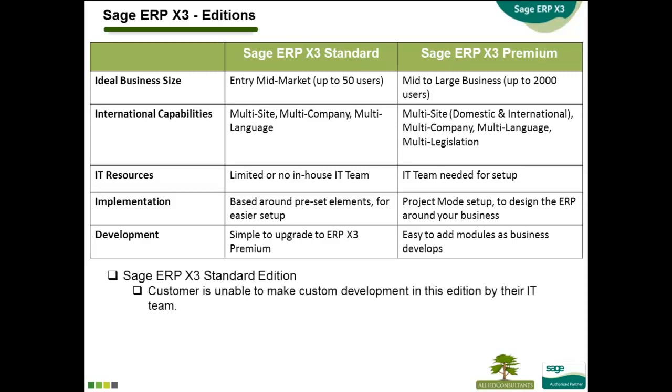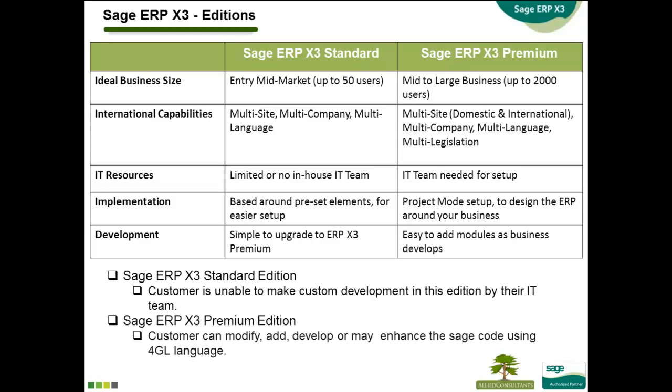One more difference in these editions is that in the Standard Edition, the customer is unable to make custom developments by their IT team, while in the Premium Edition, the customer can modify, add, develop, or enhance the Sage code using its programming language, which is 4GL.